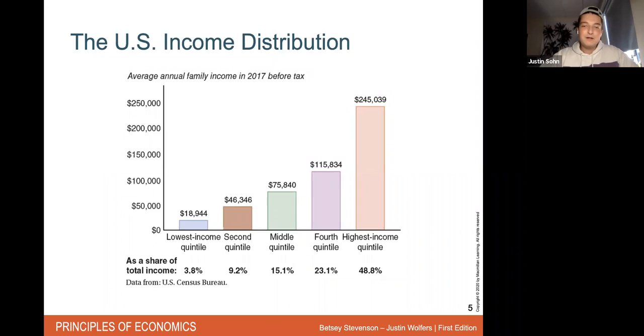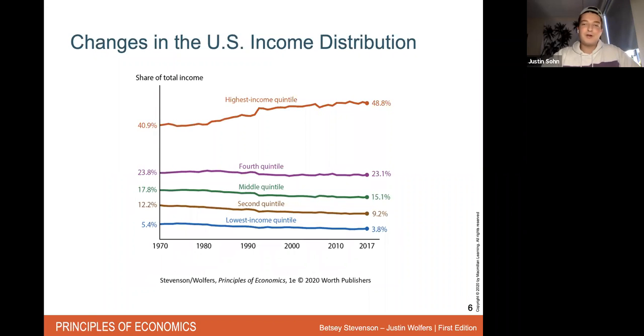This next graph helps us understand how this has changed over the years, from 1970 to 2017, showing where the share of total income is going, from the highest quintile to the lowest quintile. You can see that the fourth, middle, second, and lowest income quintiles have all decreased by a few percentage points over the last 40, 50 years. The only one that's climbed is the highest income quintile, which has gone up almost 8%, which is pretty crazy. The income divide in the United States has only continued to grow throughout the years.